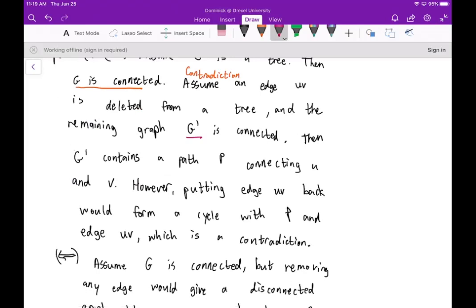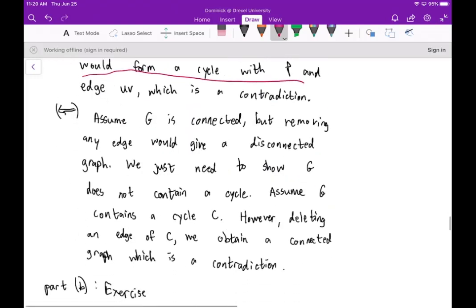Then that means that G prime contains a path connecting U and V, right? Because of course it's connected. But if we put that edge UV back, we would form a cycle with P and the edge UV, right? And of course that gives us our contradiction. Now, if we prove the opposite direction, we're going to assume that G is connected, but removing any edge would give a disconnected graph. Now, we just need to show that G does not contain a cycle, right? Because G is already connected, so that part of being a tree is okay.